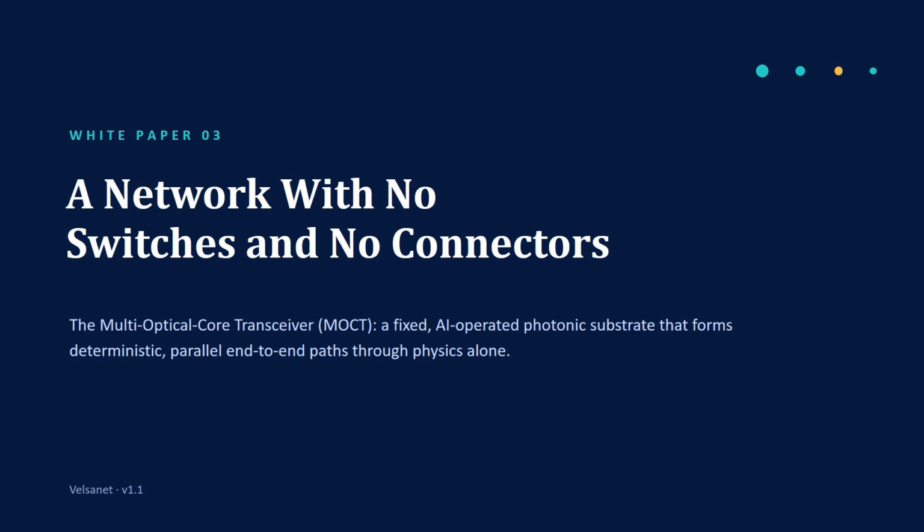Velsanet's third white paper defines the Multi-Optical-Core Transceiver, the MOCT. It abandons packet switching and connectors entirely, forming deterministic, parallel end-to-end optical paths through physics alone. Connectivity becomes passive, structural, and physically authenticated.